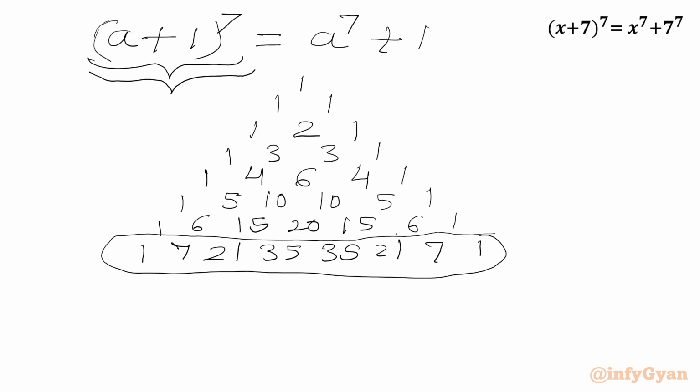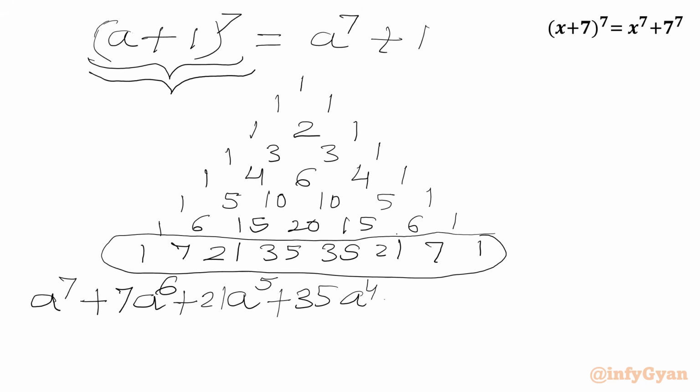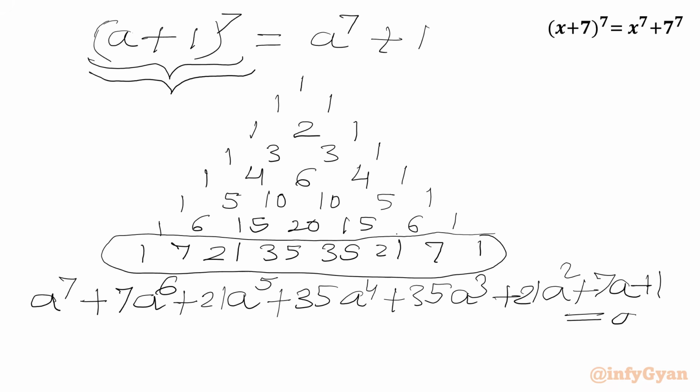We will get the equation a power 7 plus, coefficient is 7, so 7a power 6, coefficient is 21, so 21a power 5, coefficient is 35, so 35a power 4. Next is 35a cube. Next coefficient is 21, so 21a square. Then we'll write 7a. Then we have 1. And in the right hand side we have a power 7 plus 1.